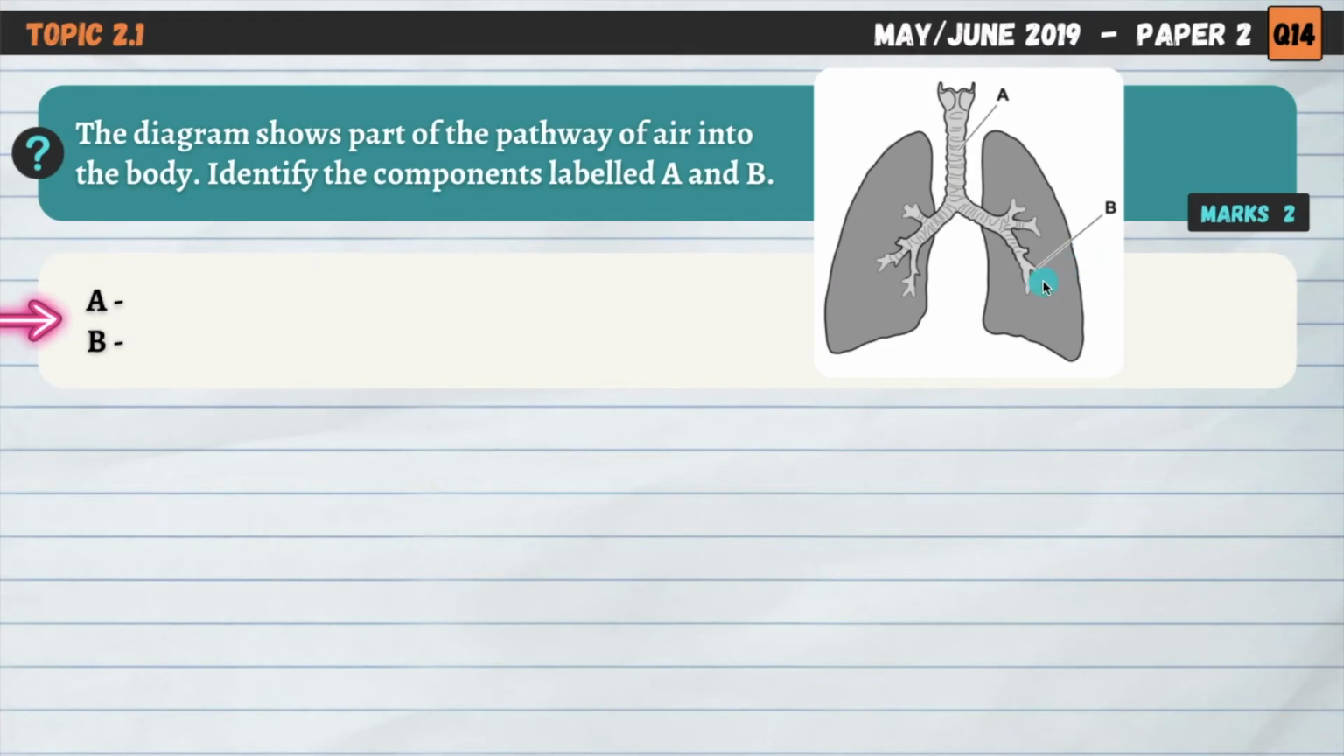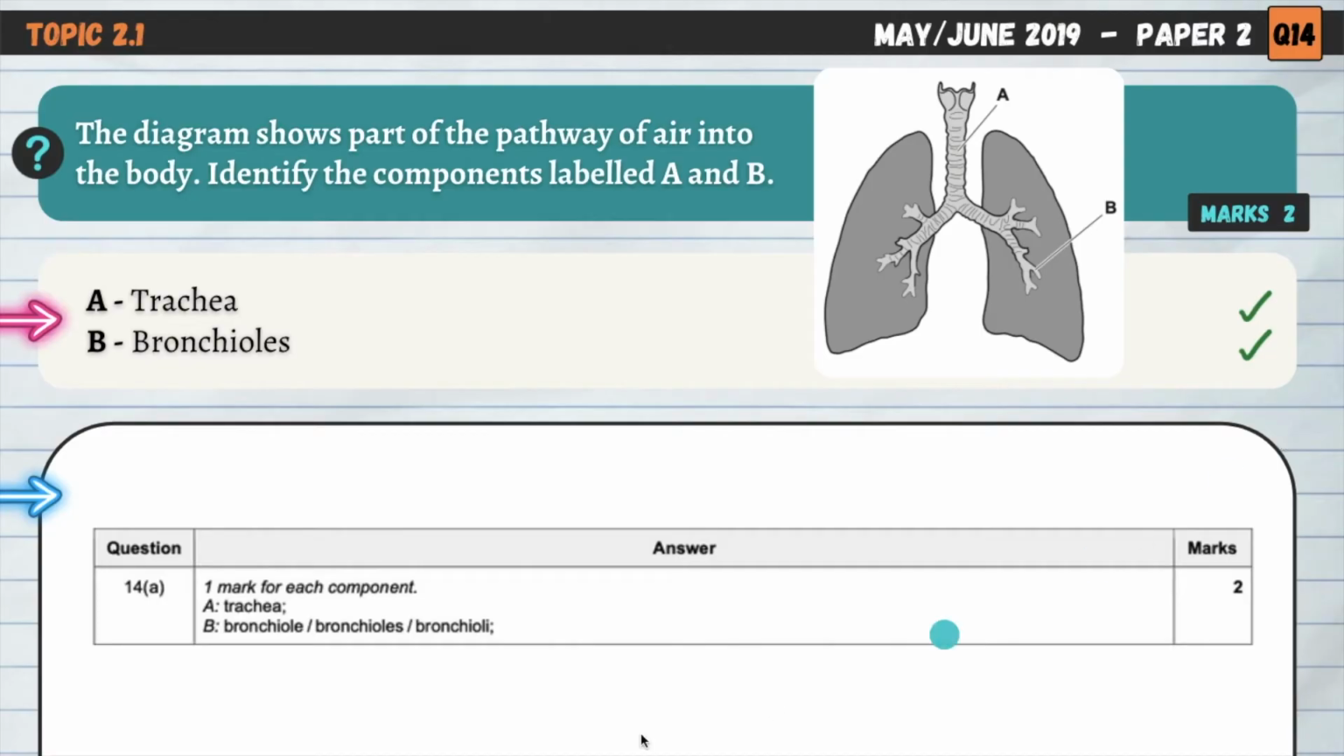But the B here, we have the bronchioles. So the trachea splits off into the two bronchi, which branch off again into these smaller branches called bronchioles. And then the final structure at the end of the bronchioles, we have the alveoli. So you really need to remember clearly the structures of the respiratory system. Okay, and there is your mark scheme to confirm.